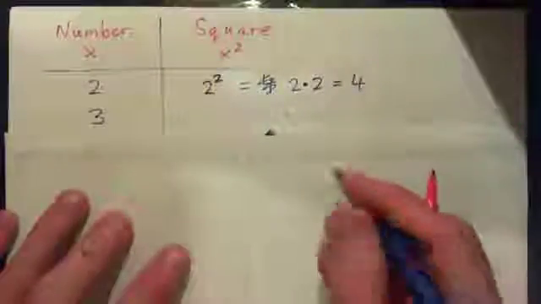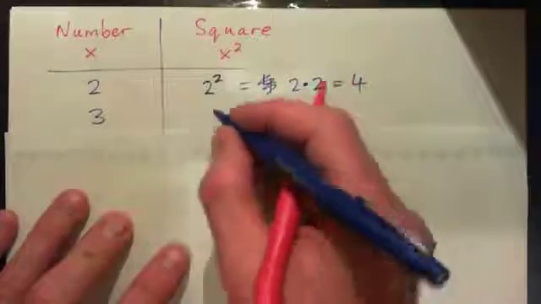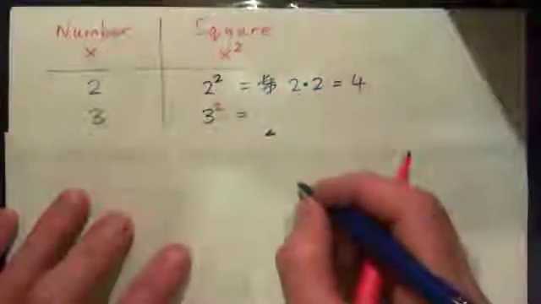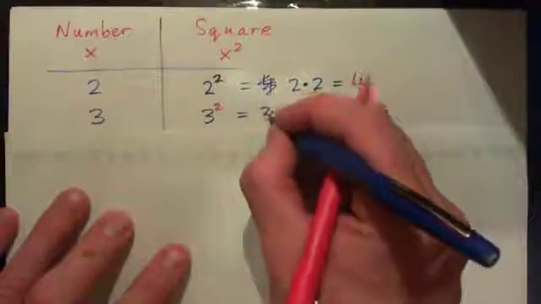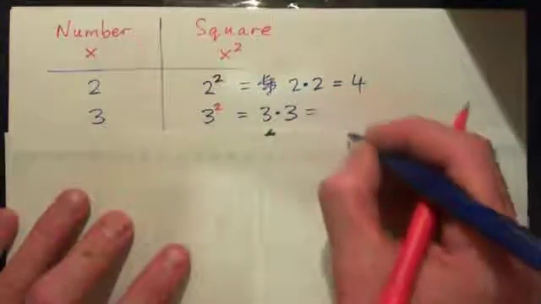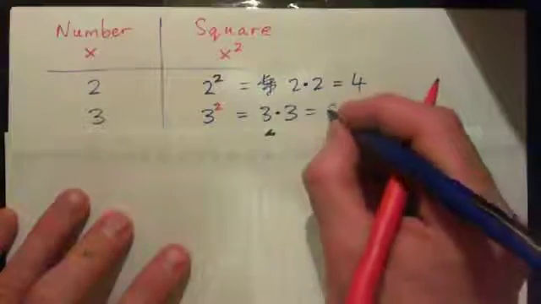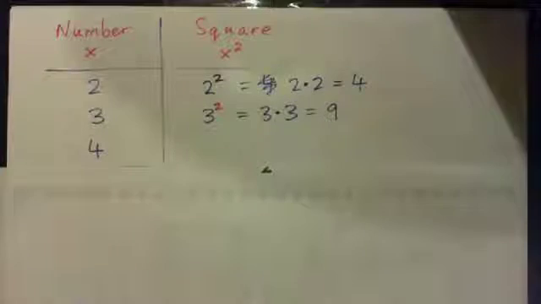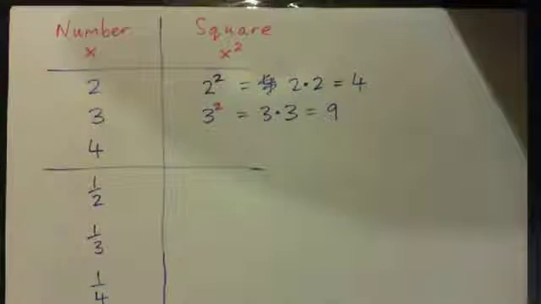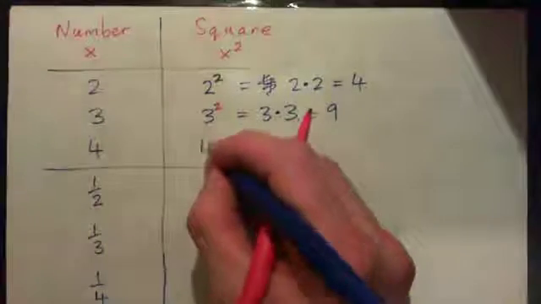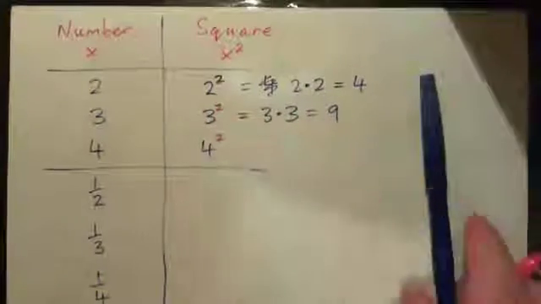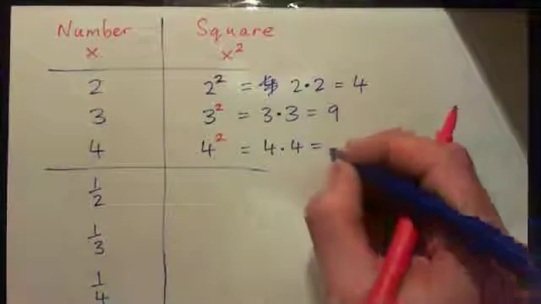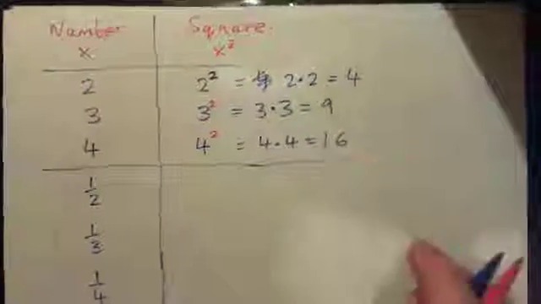Okay, then we go to 3. What's the square of 3? Well, it's 3 to the power of 2, right? And that gives us 3 times 3, which is 9. Okay, now the number 4. If x is 4, what's x squared? Isn't it 4 squared? Yep. Which is 4 times 4, which is 16. Okay. How about these guys?